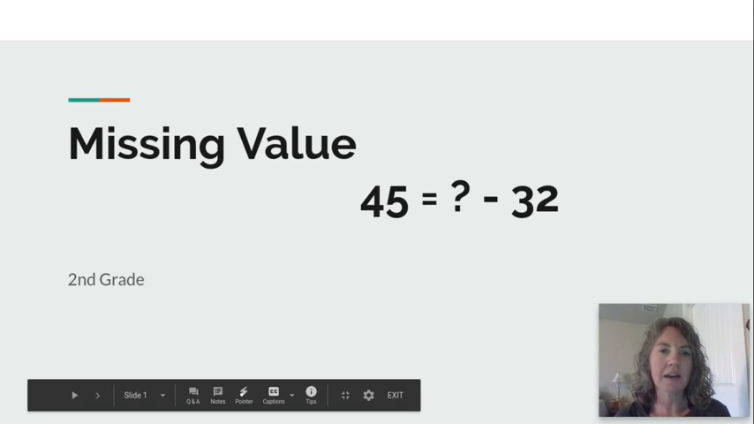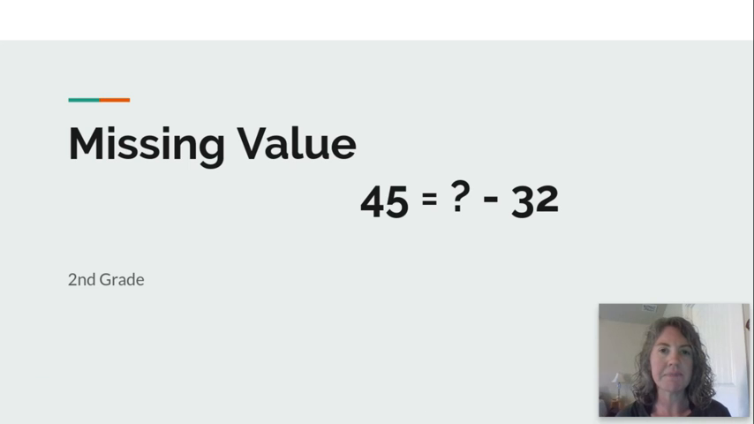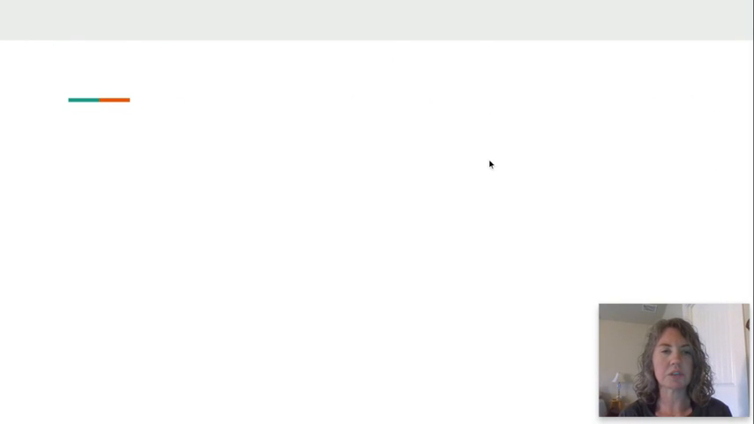Today we're going to be talking about what you do when you have a missing value in an equation. That means that you have basically two parts of the equation, but you're missing something else, and it might not be at the end, the equals, what you're used to.